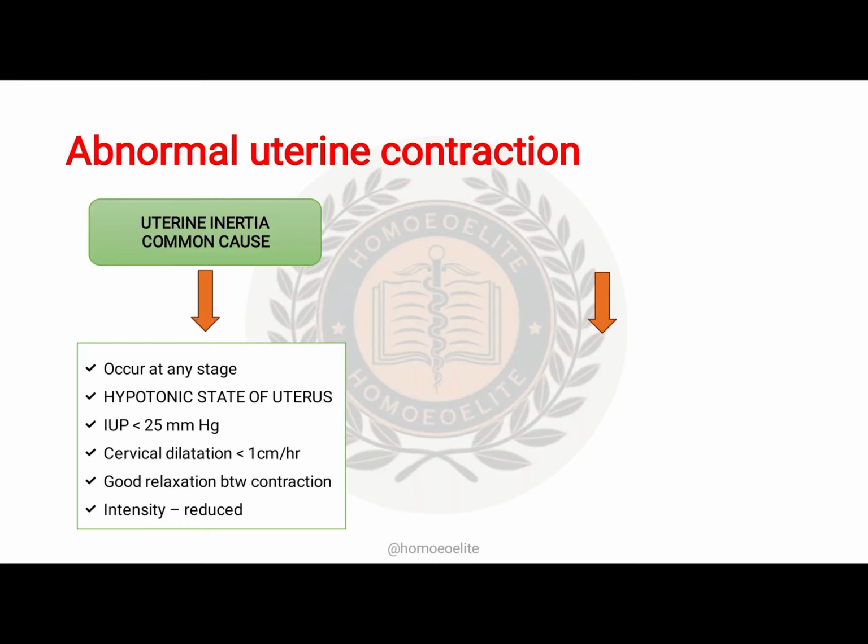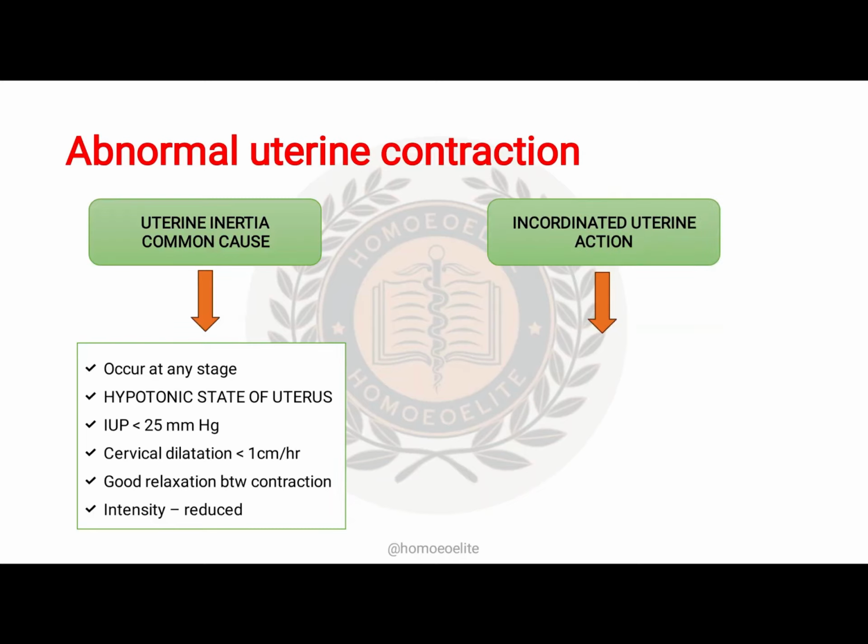Hypotonia is more marked here in uterine inertia, and the intrauterine pressure will be less than 25 mmHg, and cervical dilatation will also be less than 1 centimeter. So remember, in uterine inertia there will be no strong contraction force. The intrauterine pressure will be less than 25, and the cervical dilatation will be less than 1 centimeter. This is the hypotonic state.